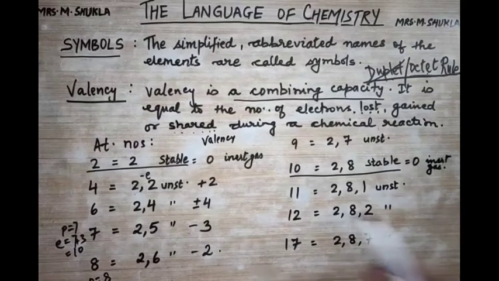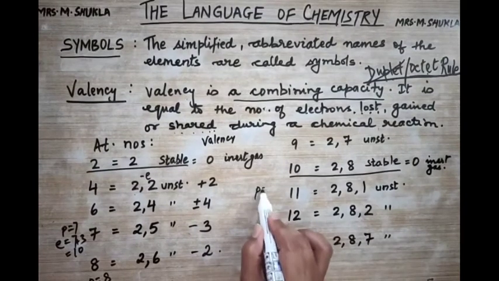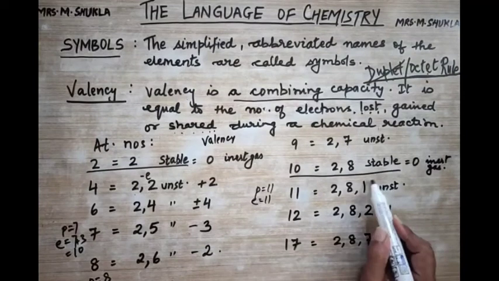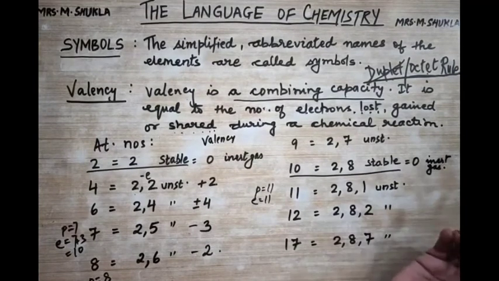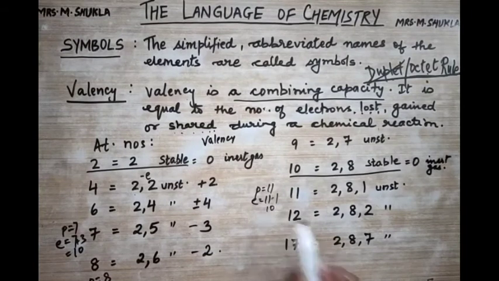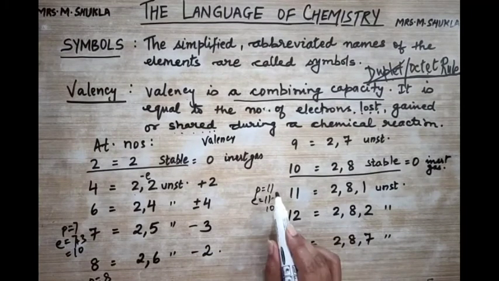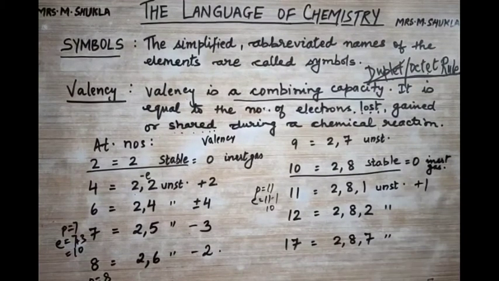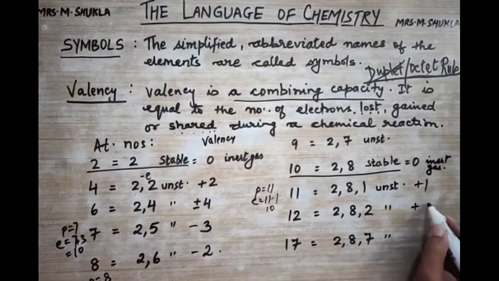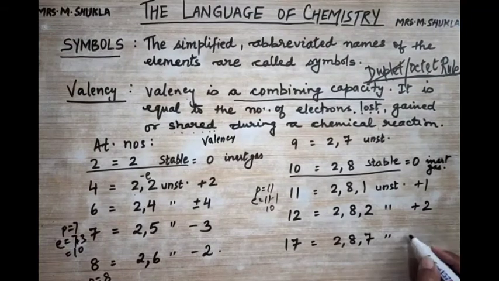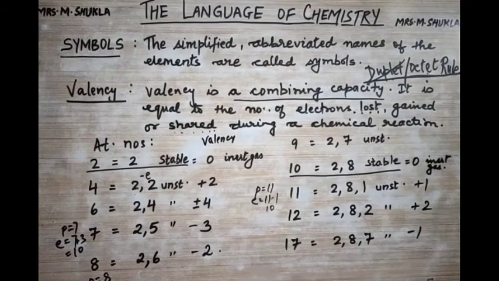2, 8, 1. Look here. Protons are 11. Electrons are 11. Now here, is it going to accept 7 or is it going to give away 1? It's going to give away 1. What is more now? Protons or electrons? Protons, definitely. How many more? 1. So plus 1. What about this? Plus 2. What about this? It needs 1. It needs 1 electron. So electrons will be more. -1. So did you understand?